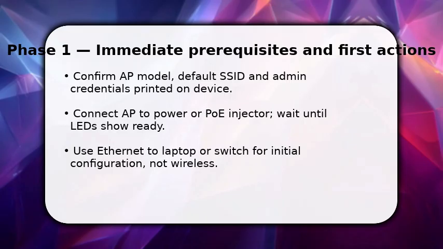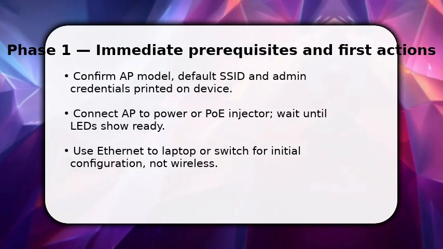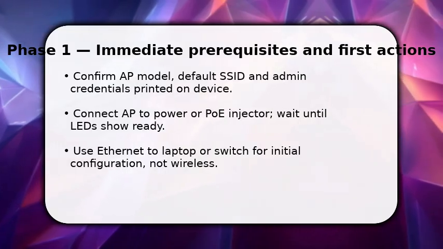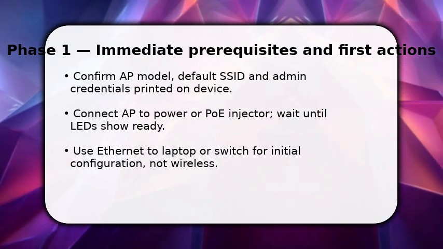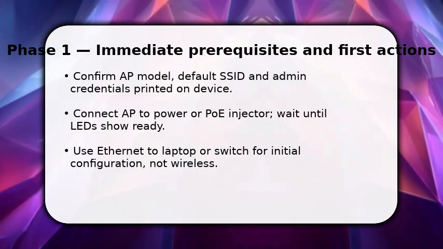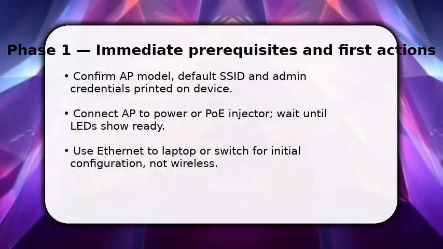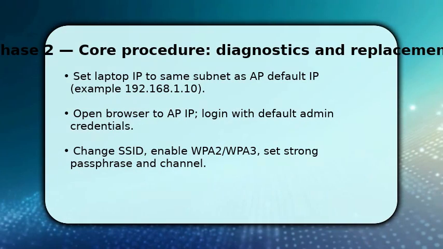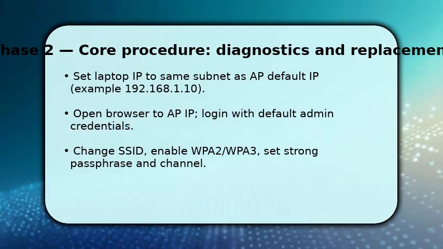Next, use an Ethernet cable to link the AP to your laptop or to a switch on the same LAN for initial setup, since a wired connection prevents wireless authentication issues and speeds the configuration process. Once wired, set your laptop to a compatible static IP on the AP's subnet, for example 192.168.1.10, so you can reach its web interface.